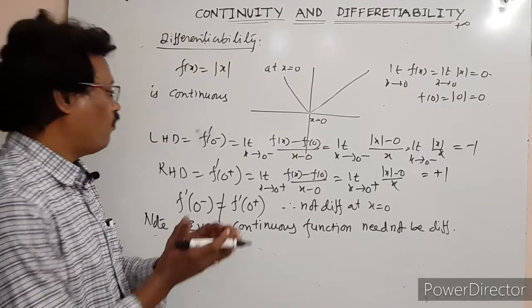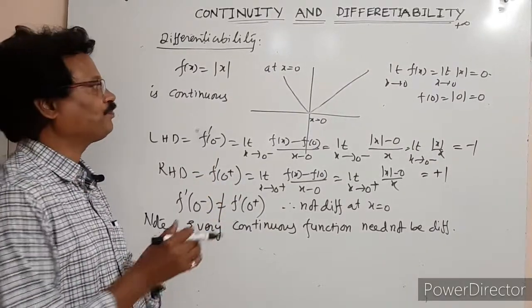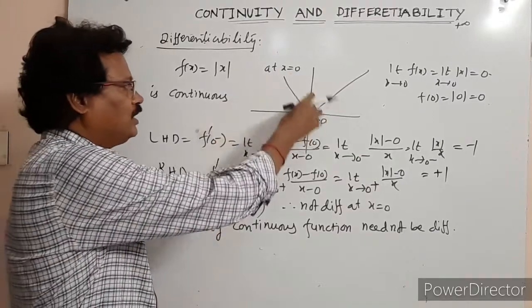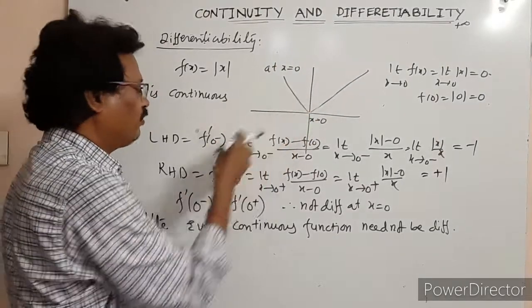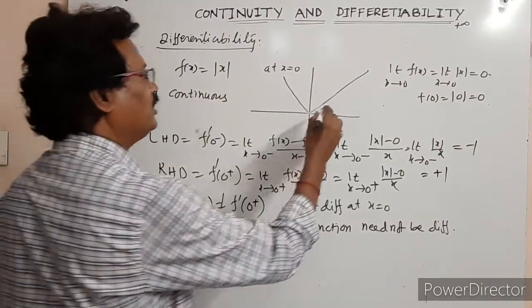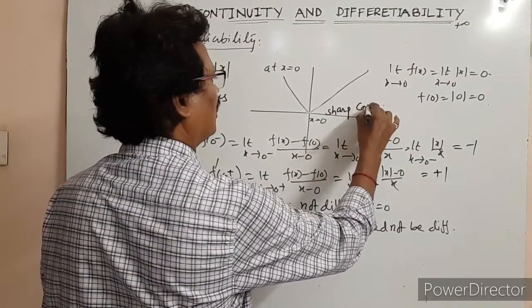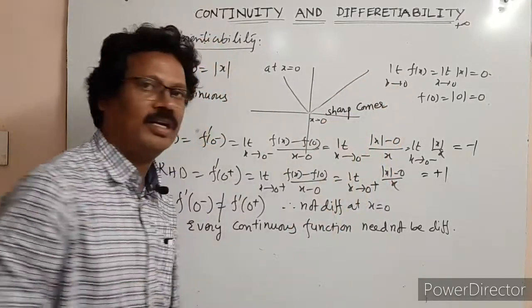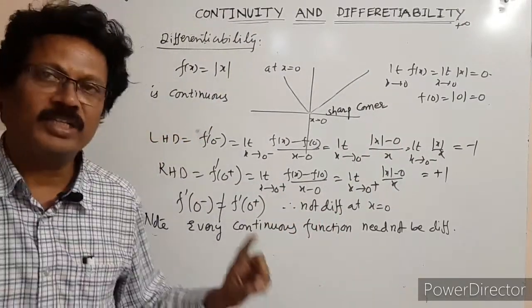Now here, why is that not differentiable at x is equal to 0? Now let us see. At x is equal to 0, a sharp corner is there. Left derivative is different from right derivative at every sharp corner. Therefore, if there is any sharp corner, at every sharp corner, that function is not differentiable. This is one important point in the graph.